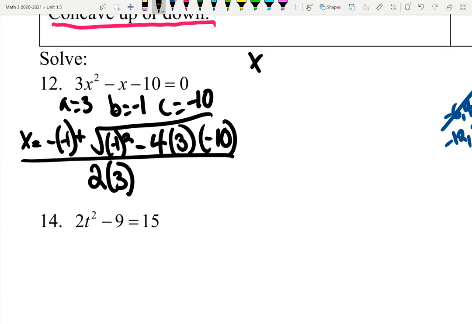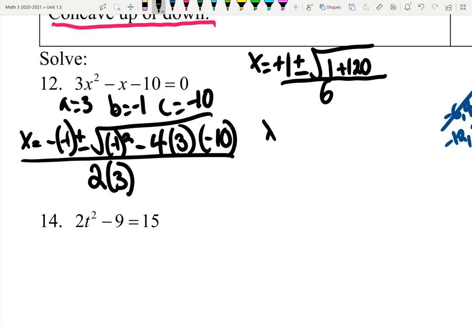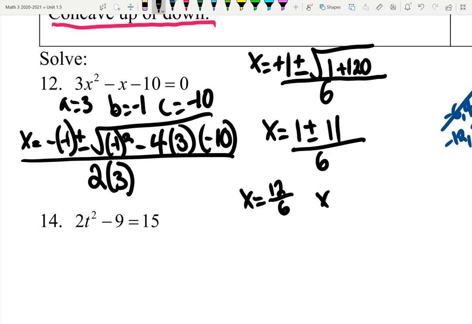Let me evaluate this. Negative 1 turns into positive 1, plus or minus the square root of negative 1 squared, which is 1. Negative 4 times 3 times negative 10 is 120. So 1 plus 120 all over 6. x is going to be 1 plus or minus the square root of 121, which is 11, over 6, giving me two answers. When x is 12 over 6 and when x is negative 10 over 6. I simplify both of these, and I get my 2 answers.